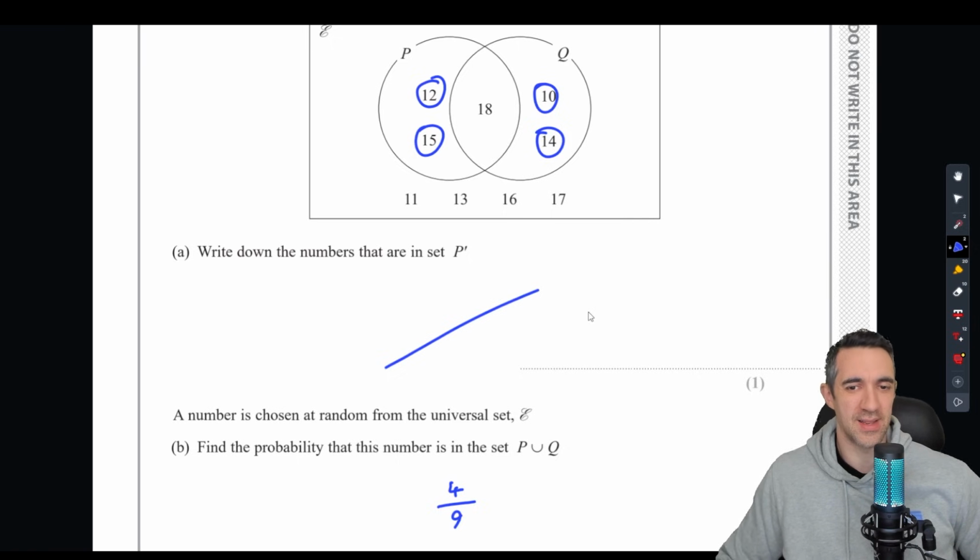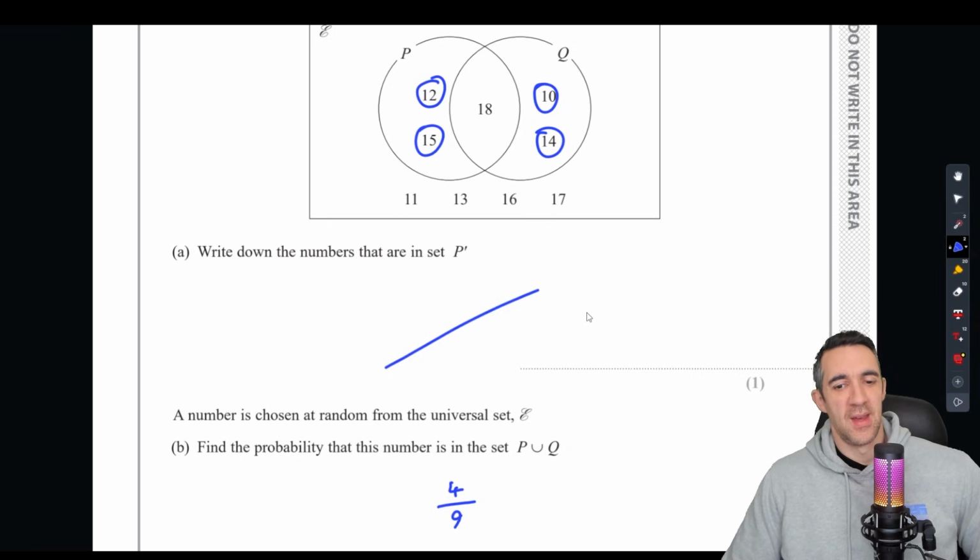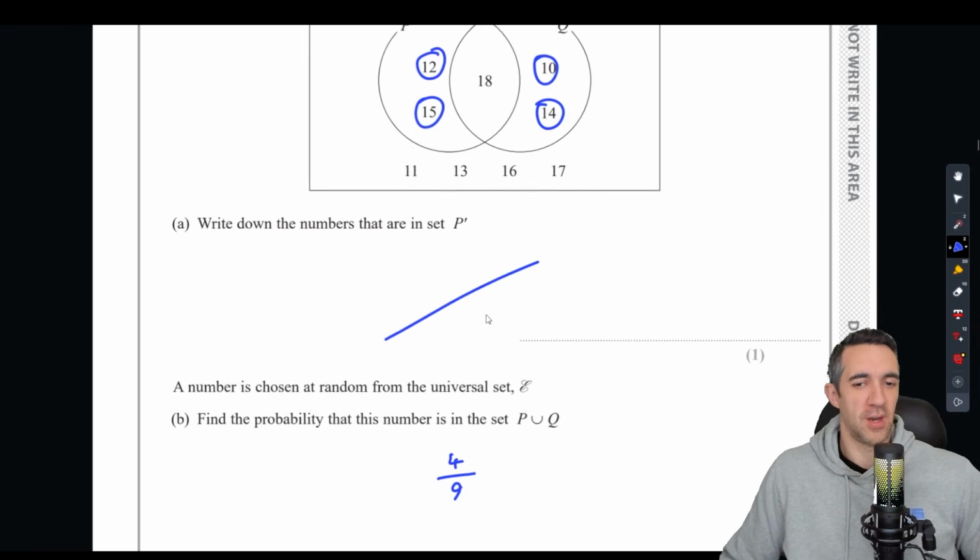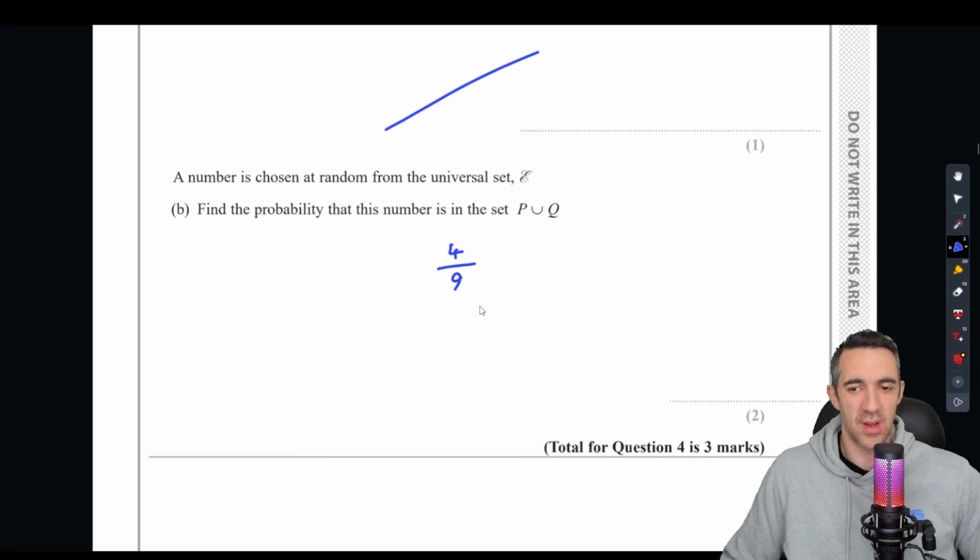Okay, I think that's okay. I'm not sure what else I could get 1 mark for. I suppose maybe if you wrote 5 over and then got the denominator wrong, but I don't know what mistake you'd make for that. I'm going to go with 4/9. We'll see later. I think that'll get me the 1 mark.